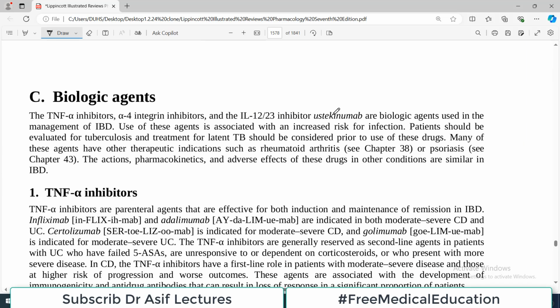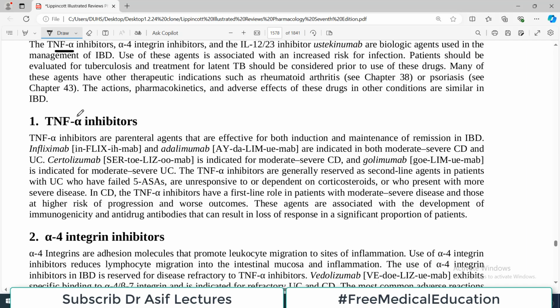Then very recently used drugs are the biologic agents. Now these are, for example, the TNF alpha inhibitors. So if you talk about this particular group of drugs, they are parenteral agents. You give them IV, and they are effective for both induction and maintenance of IBD. Infliximab, that's a monoclonal antibody, and adalimumab, also a monoclonal antibody, are indicated in both moderate to severe Crohn's disease as well as ulcerative colitis.